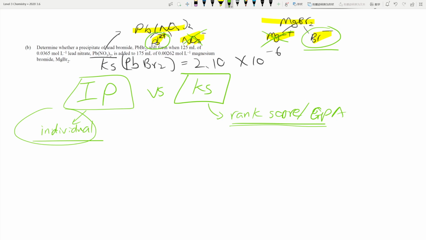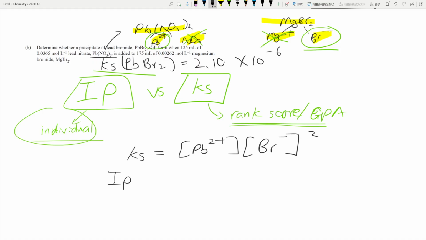So the way of calculating IP, ionic product, and the way of calculating the Ks is exactly the same. If we look at Ks here, let's go back to the question. The Ks for this calculation is calculated as we did for the previous question. This is how we calculate Ks, and this is exactly how we calculate ionic product, because it would be unfair if, let's say, for Auckland students they calculate the grades one way, and for Canterbury students they calculate the grades in another method. That wouldn't be very fair, would it? Okay, so this is what we will need to understand.